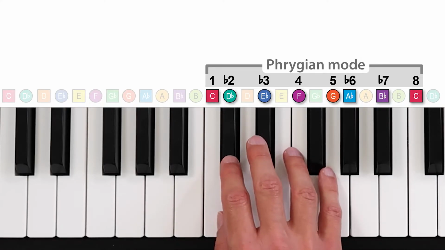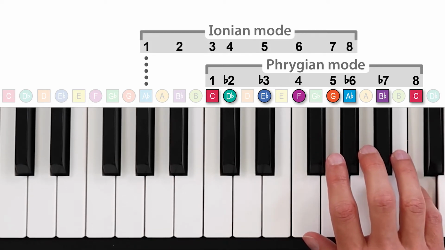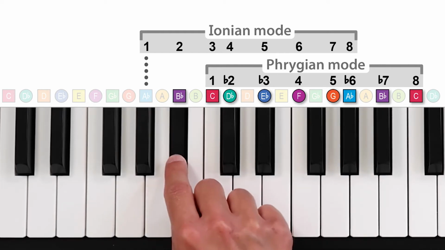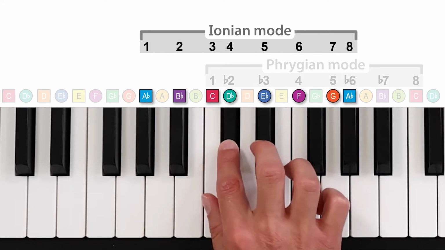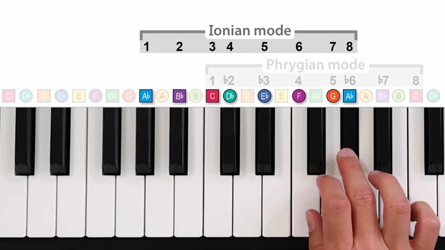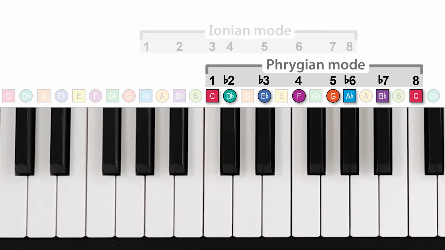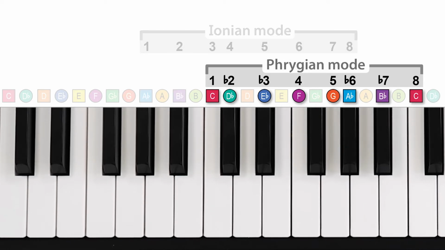But first, it's important to remember that Phrygian is just another mode of the major scale or the Ionian mode. The Phrygian mode, like this C Phrygian, begins on the 3rd scale degree of its relative Ionian mode, which in this case is A flat Ionian. Both of these patterns, A flat Ionian and C Phrygian, are made of the same notes, but have different sounds because each pattern has a different tonic or tonal home base.